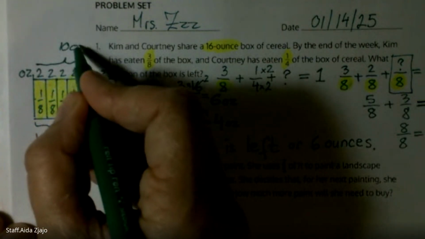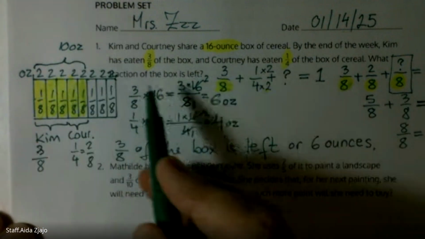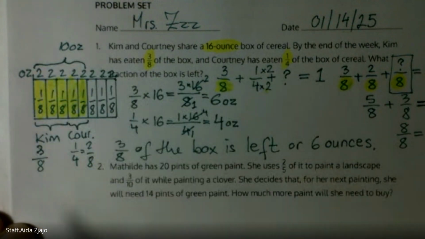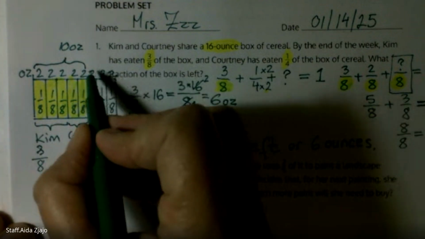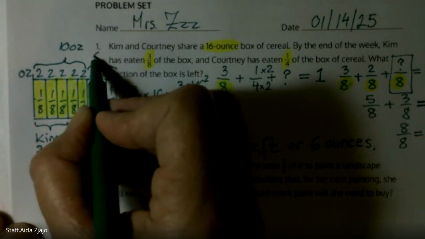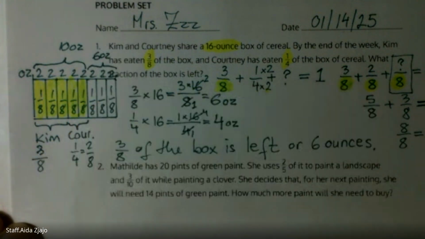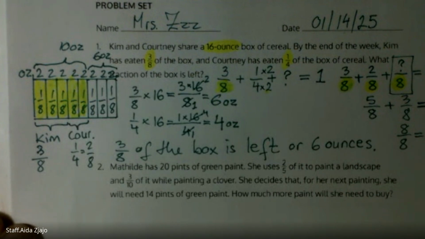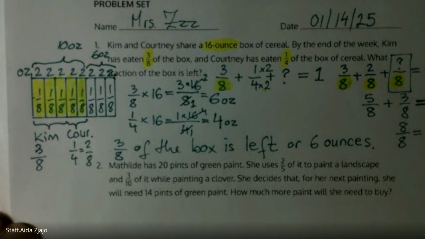And then the 2, 4, 6 ounces is left in the box. So 6 ounces is left in the box. That would be another explanation for this. Okay.